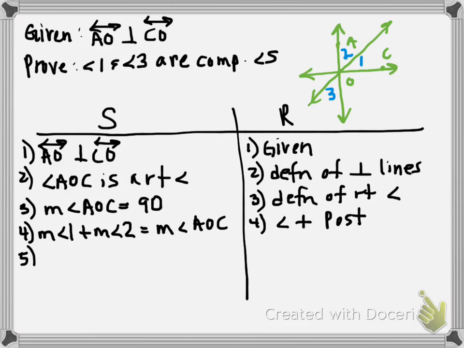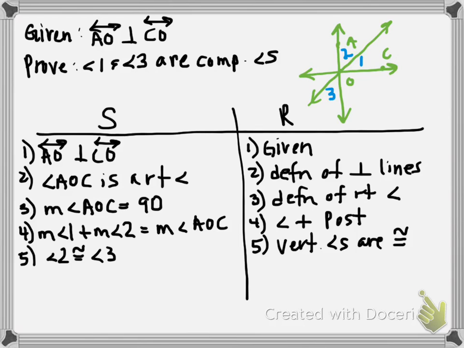Look what kind of angles 2 and 3 are. They're vertical angles. So I can say that vertical angles are congruent. So angle 2 is congruent to angle 3. And that would be vertical angles are congruent, which is theorem 2-3. Okay.